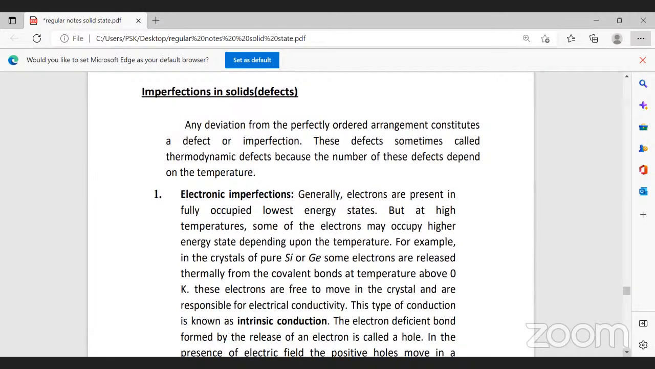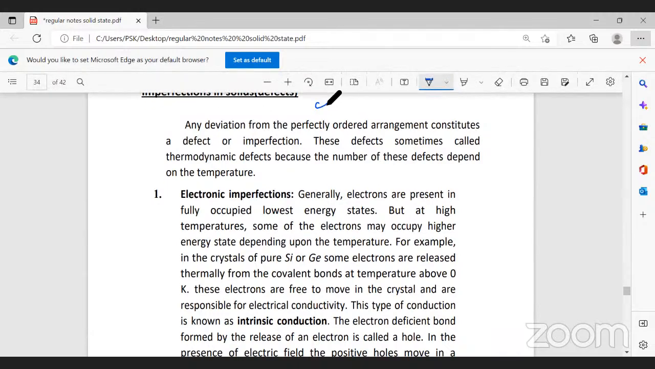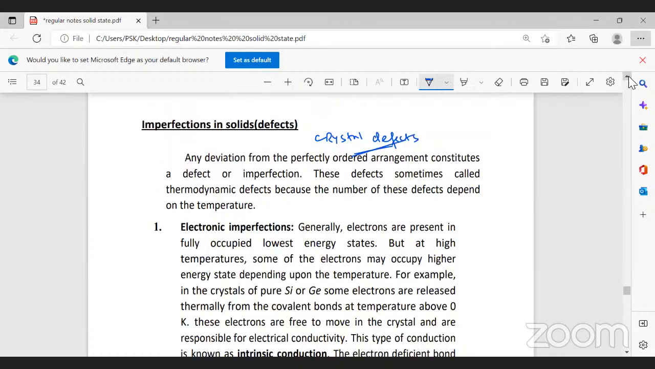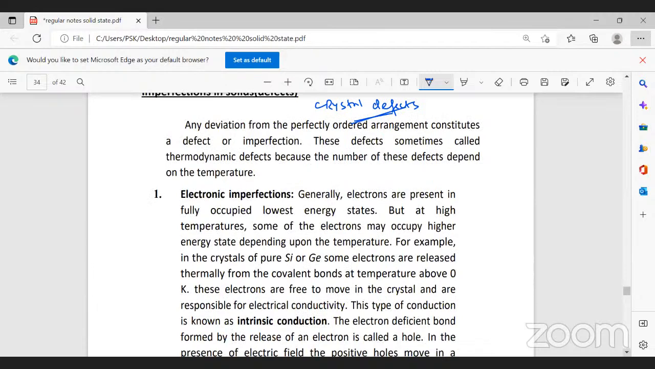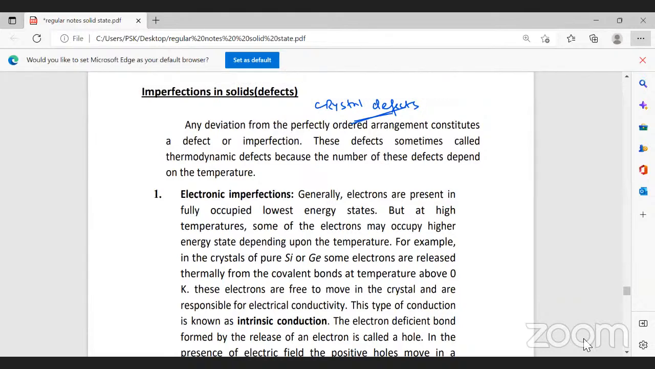So the last part of the topic is called imperfections in solids. Solids can be imperfect. They are called crystal defects. Imperfection in solids can be called crystal defects. There are various crystal defects, and we'll have to learn various types of them. We will go slowly and learn one by one. The theory looks huge, but if you can understand what I'm telling, then it will be easy.